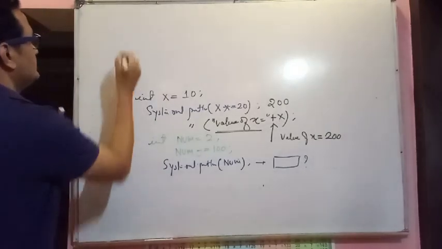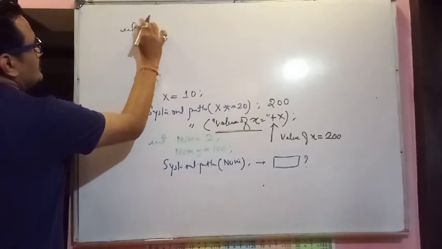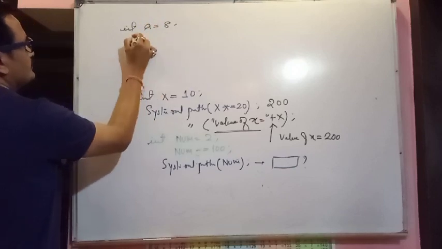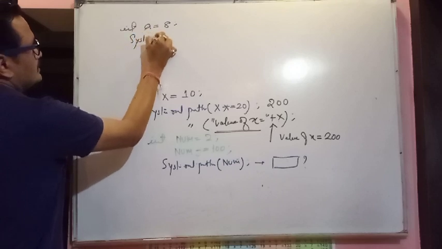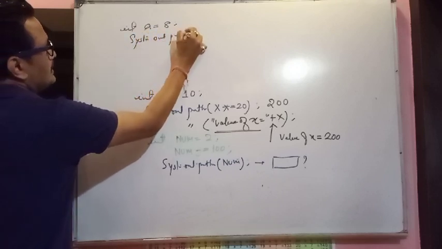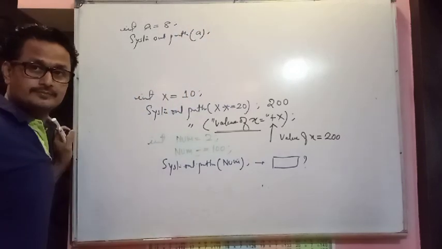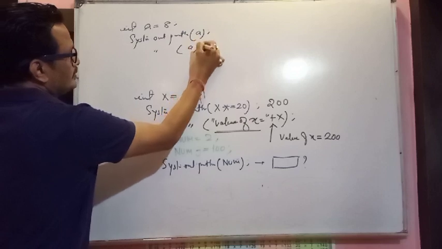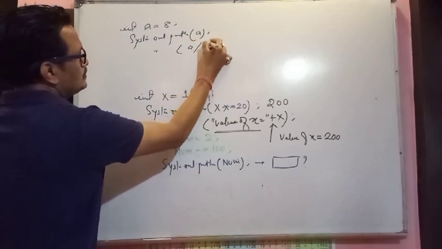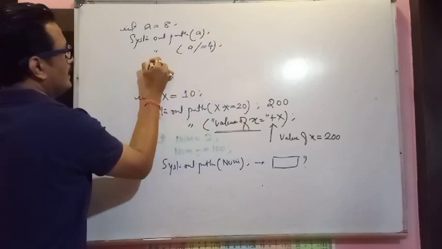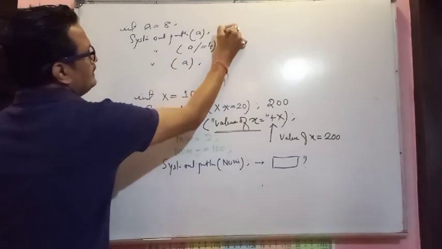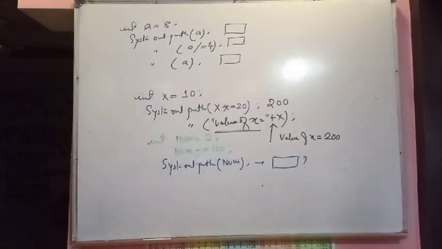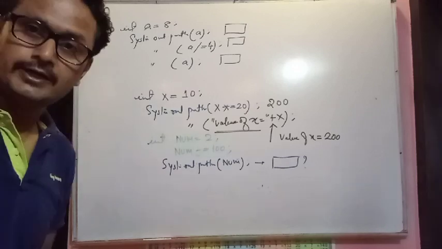One more work. This is for you. Integer a is equal to 8. System.out.println, this is a, and here is a divide is equal to 4, and the value of a will be what? Write the output here. So this is your shorthand notation.